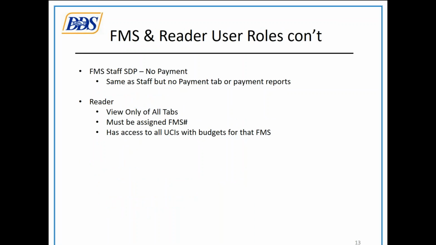And then the FMS Staff SDP no payment is the same as the staff, but has no payment tab or payment report. And then the reader role is view only of all the tabs. It must be assigned a vendor and has access to all the UCIs with budgets for that specific vendor.